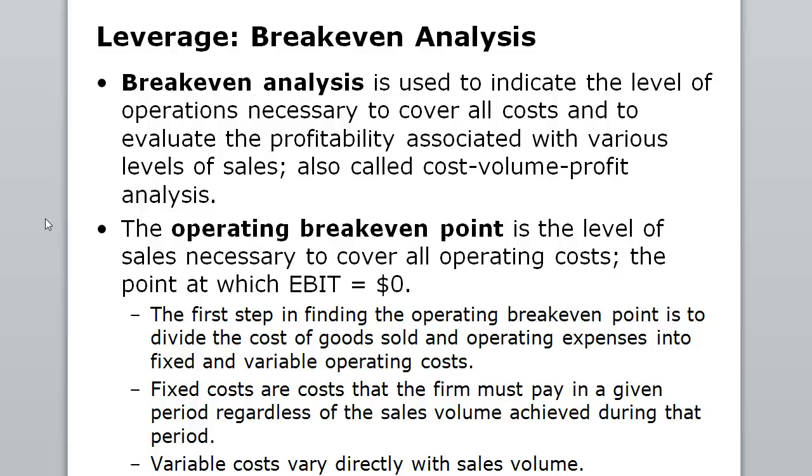Fixed costs, as we know, are going to be paid in a given period regardless of the amount of products you sell, and variable costs will be tied directly to the sales volume. And that could be the direct material and labor to make each product. So you can see how if you make more products, you incur more variable costs.